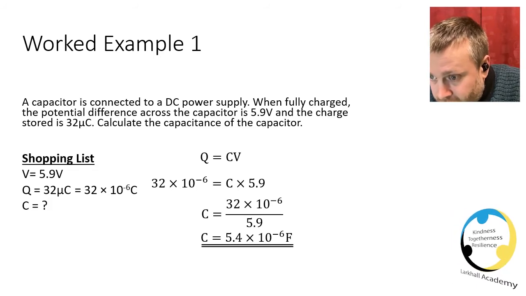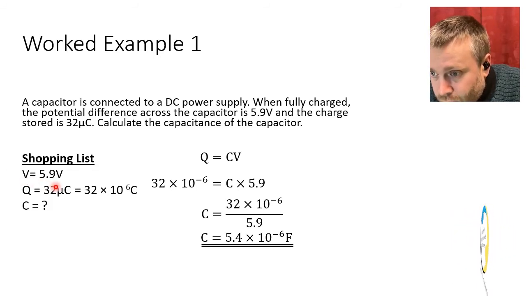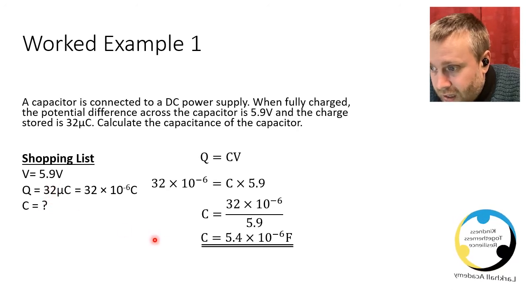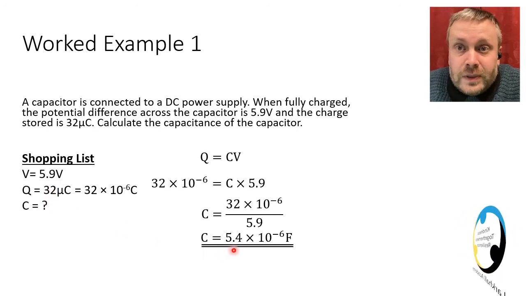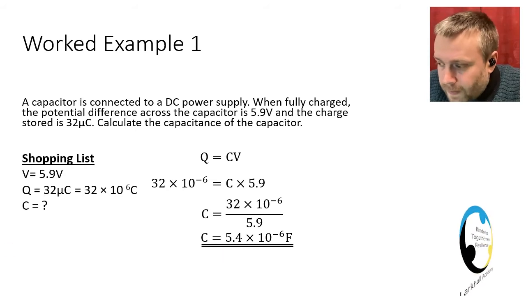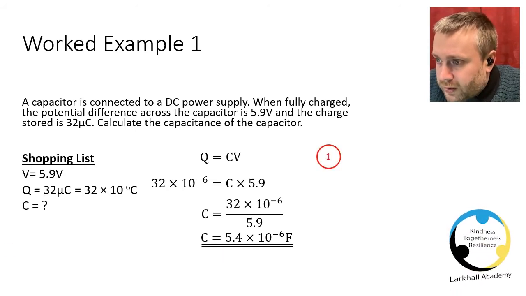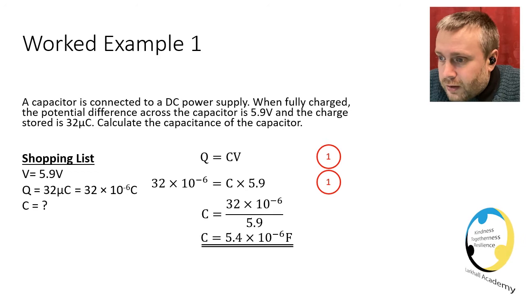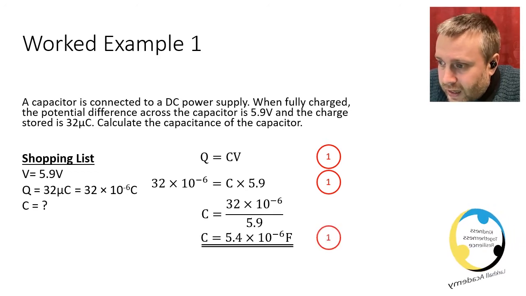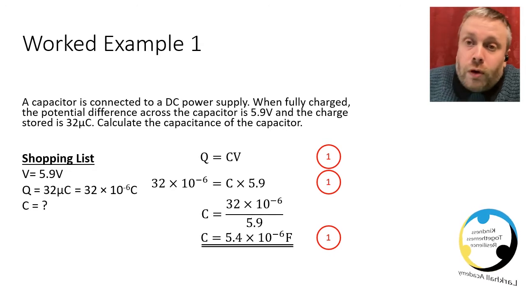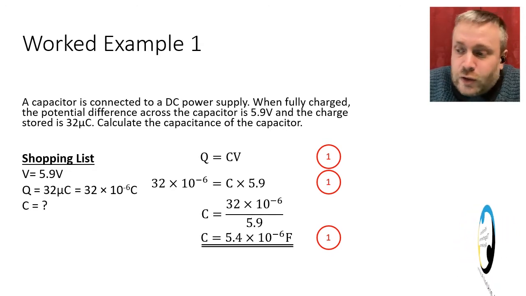Just to remind you, we've got 5.9 volts here, we've got 32, so that's two significant figures. We want our final answer here to be to two significant figures. So just a little reminder, first mark there for our equation, second mark for writing in our values, substituting our numbers, and your final mark for the answer with the correct units.